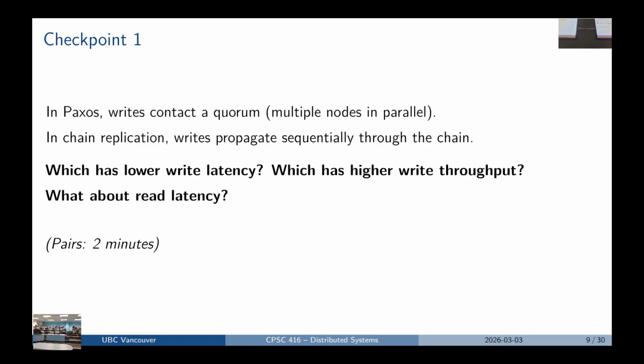Which one has a better read latency? The chain replication. Why? Because you can directly go down to the tail. It's one message. You don't have to read a quorum. If that were a five node Paxos instance, you'd have to read from 3 of them. Now maybe that read would be behind somebody else, but you still have to wait for that consensus.